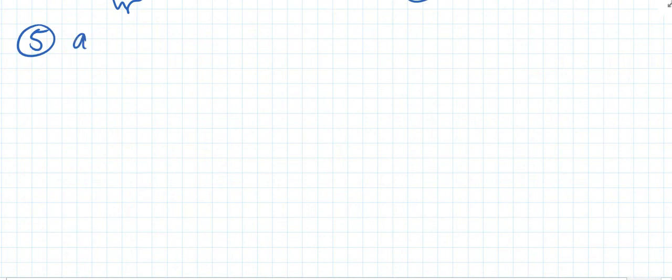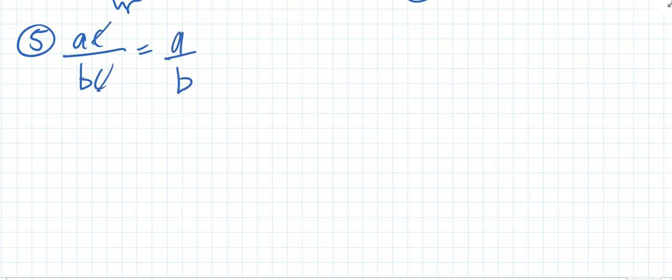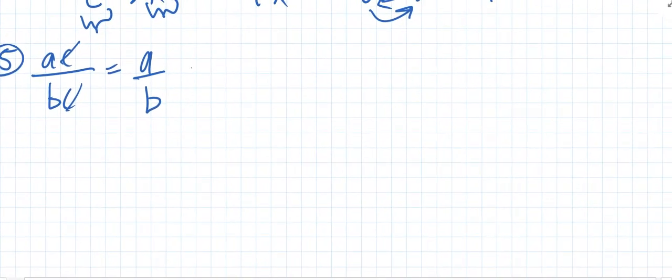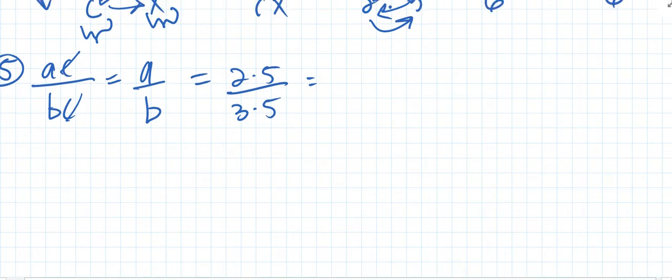We also have a times c over b times c. Okay? So, if you have this, the c's cancel out, and it's the same as a over b. Okay? So, if you have the number 2 times 5 over 3 times 5, okay, that's the same thing as saying 2 over 3. Okay? The 5's cancel each other out.